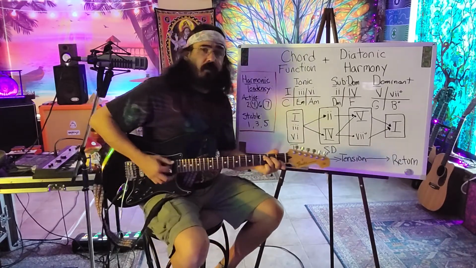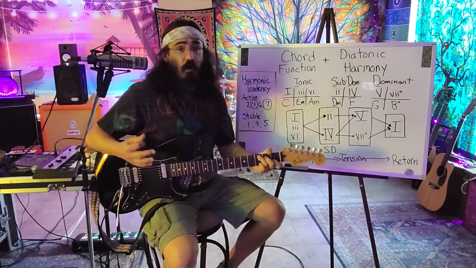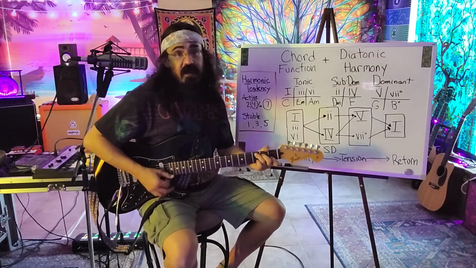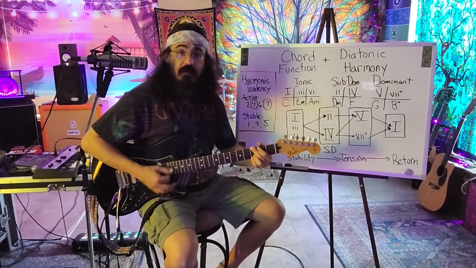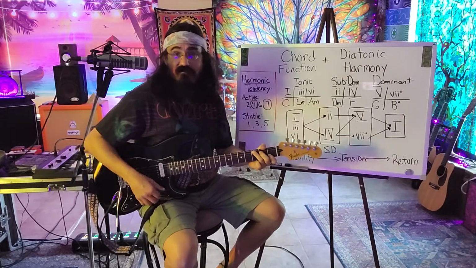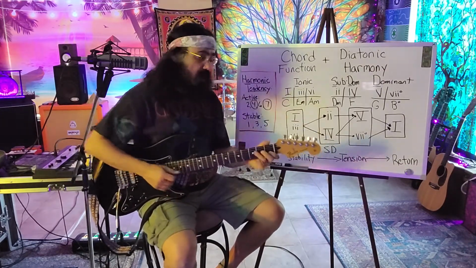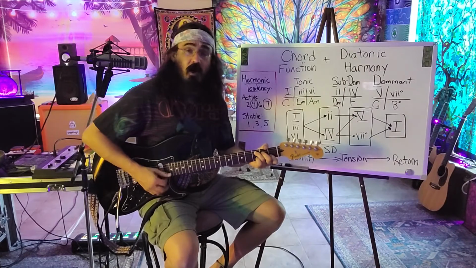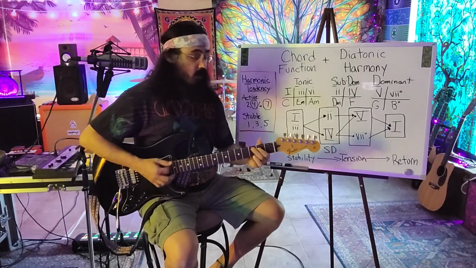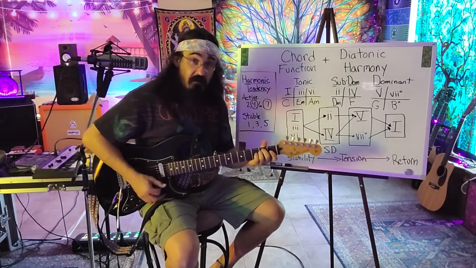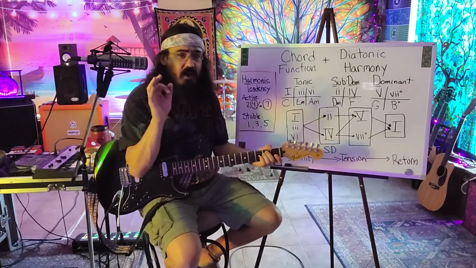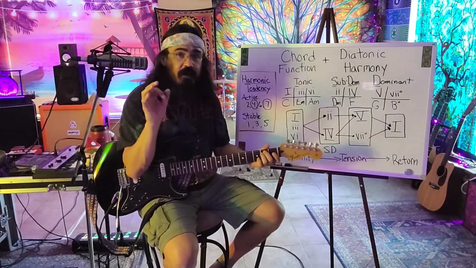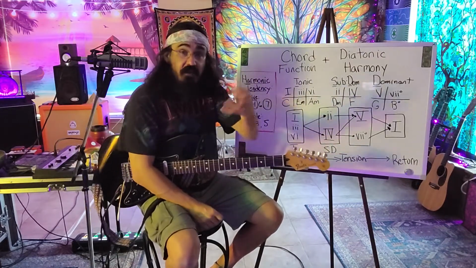So let's say I do 1, 4, 5. 1, C, F, G, C. All right? Well, maybe I want to start 1, 4, 5, 3. It might sound a little weird, a little different, but that's also part of the tension building process.